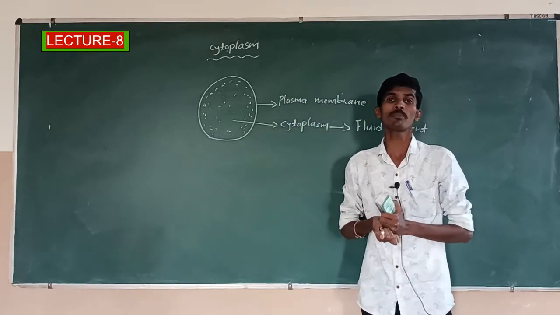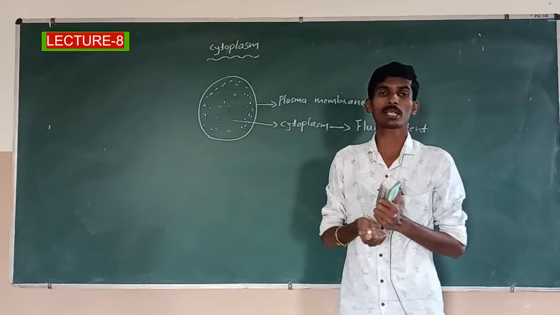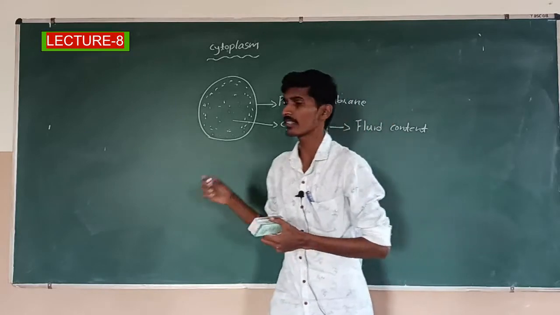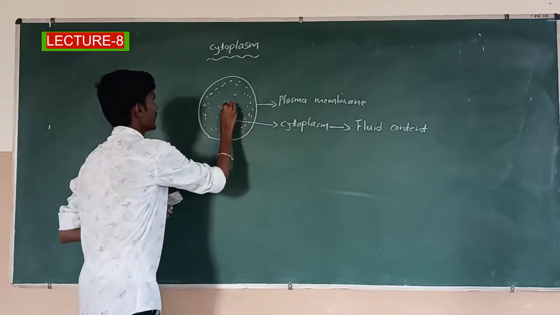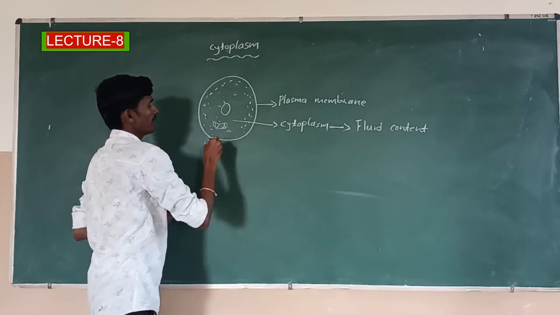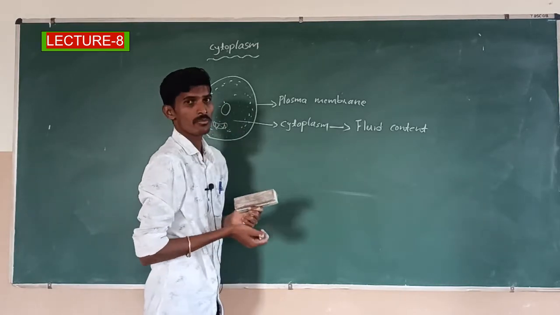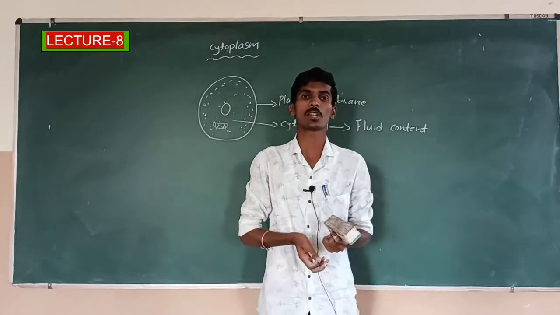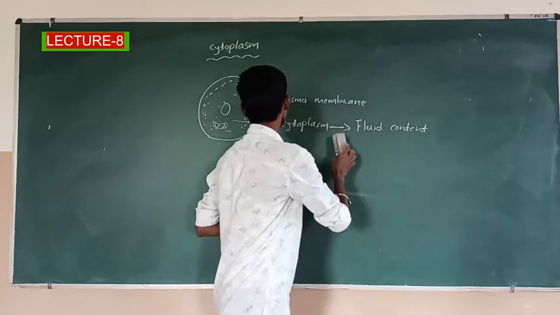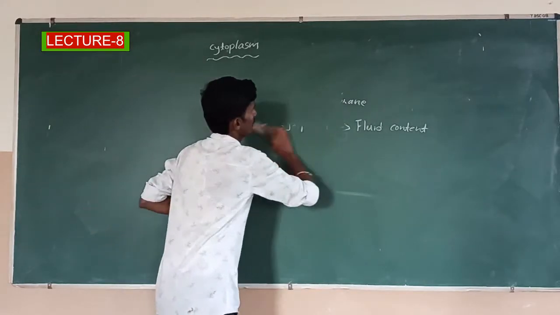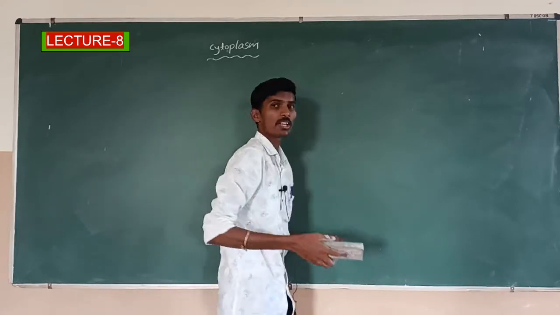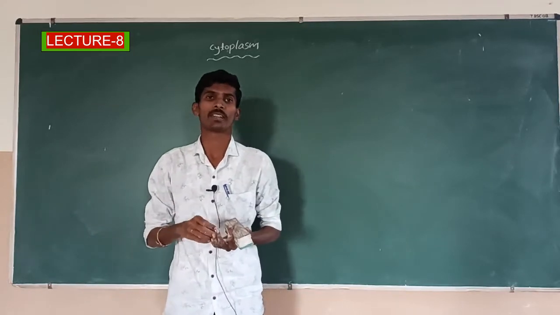The cytoplasm also has specific cell organelles, such as the nucleus, the mitochondria and others. Each of these cell organelles is enclosed by a membrane.